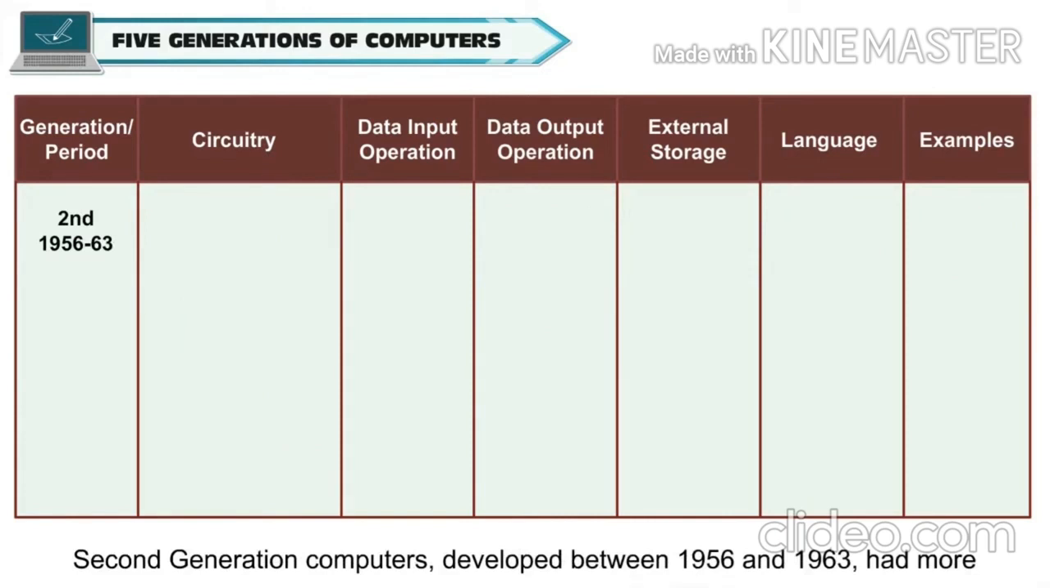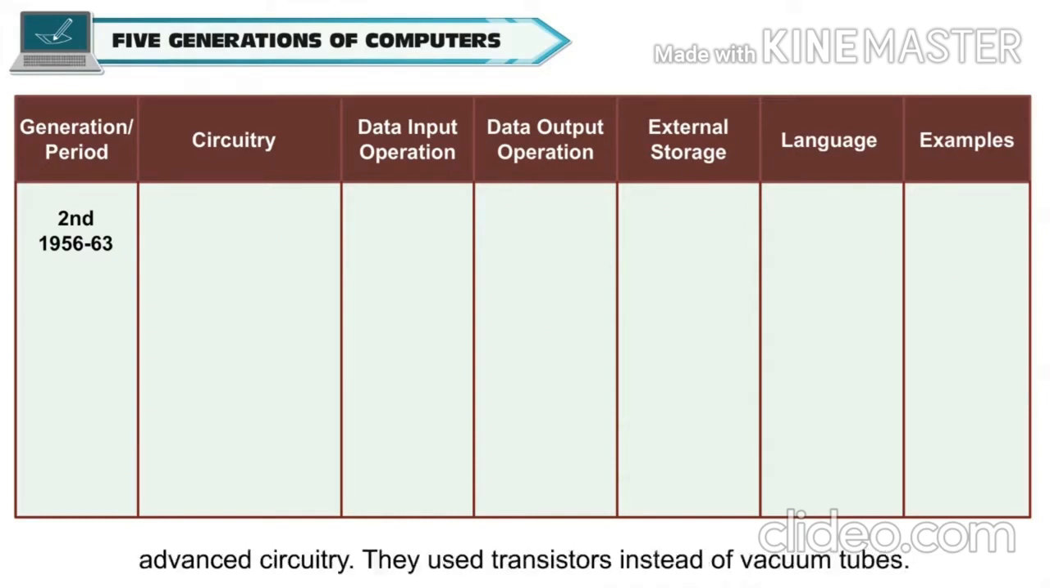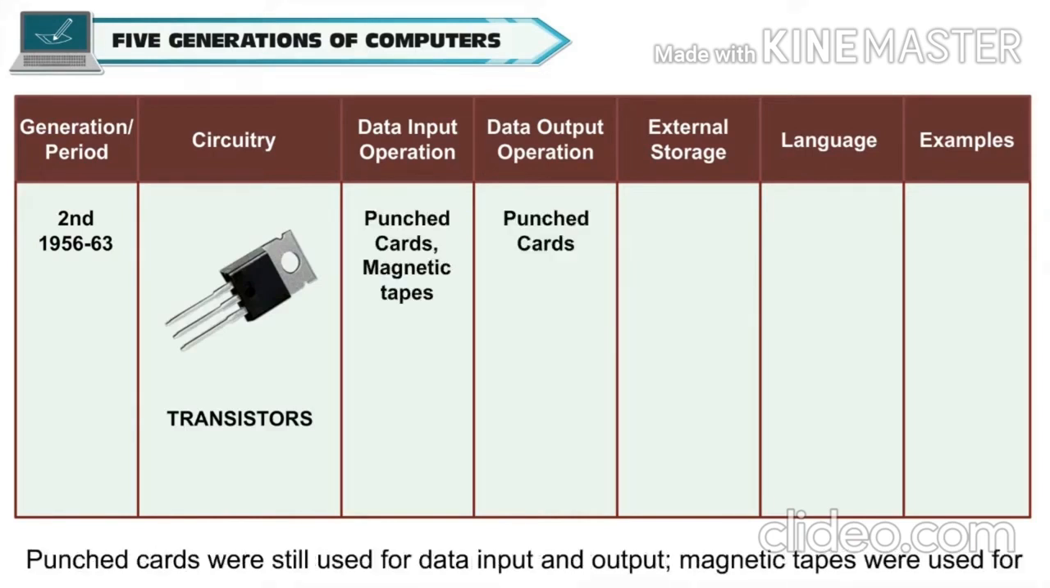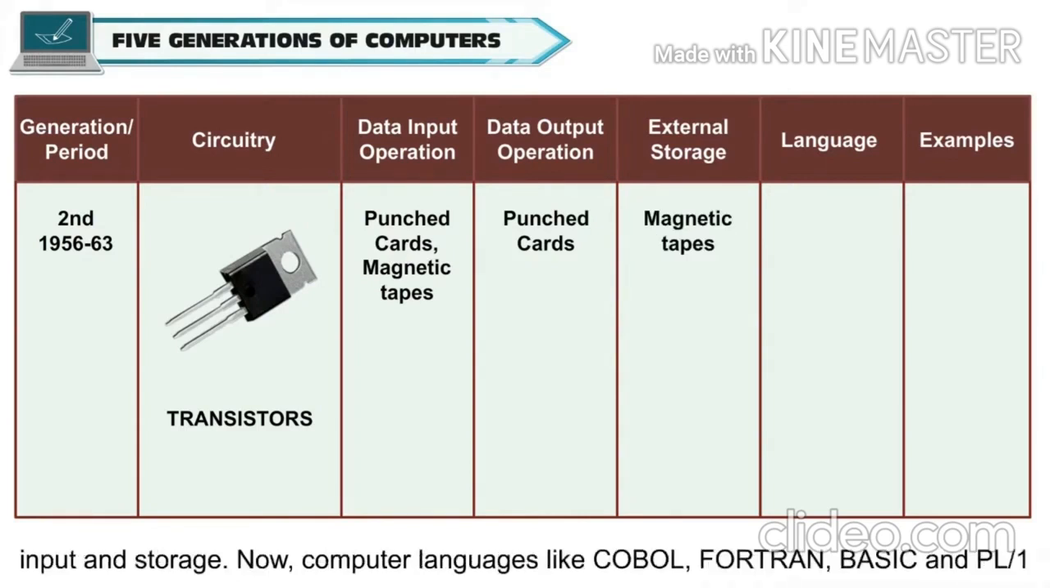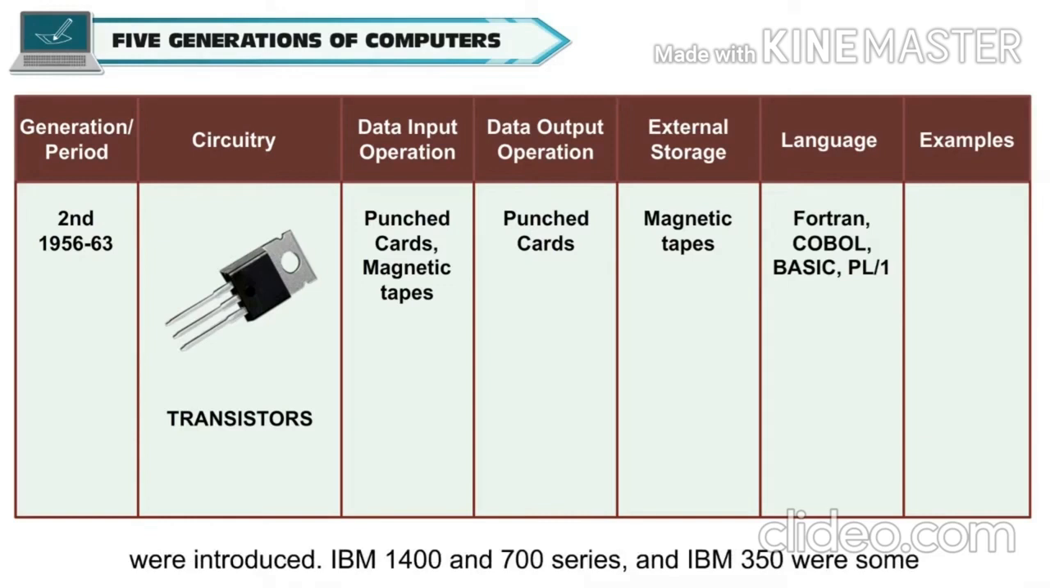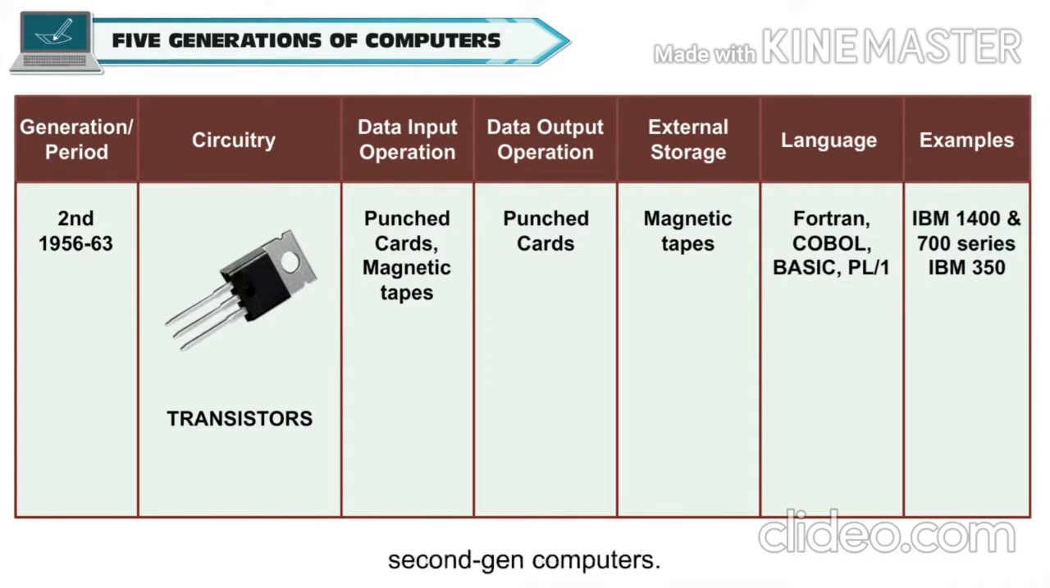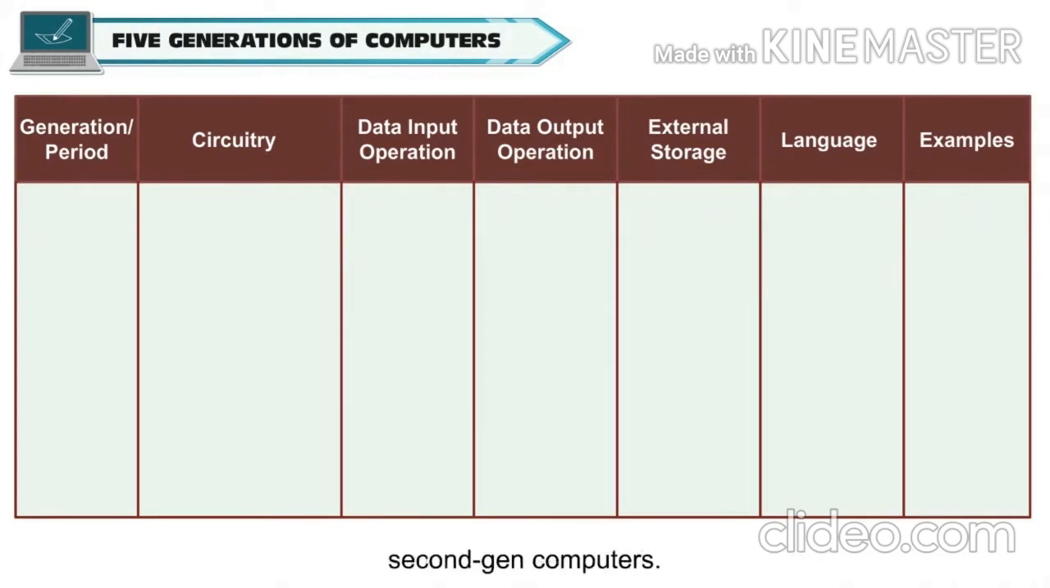Second generation computers developed between 1956 and 1963 had more advanced circuitry. They used transistors instead of vacuum tubes. Punched cards were still used for data input and output. Magnetic tapes were used for input and storage. Now, computer languages like COBOL, Fortran, BASIC and PL1 were introduced. IBM 1400 and 700 series and IBM 350 were some second-generation computers.